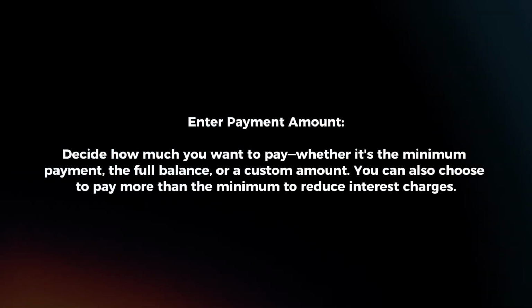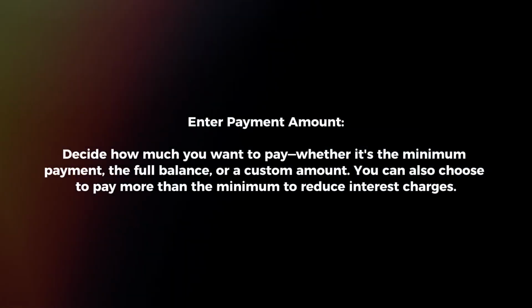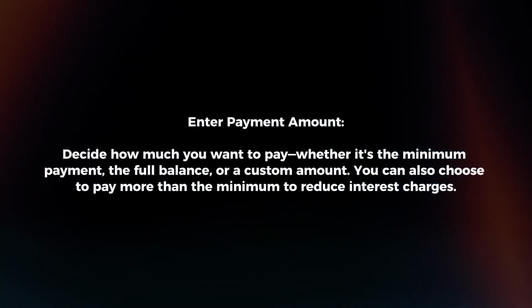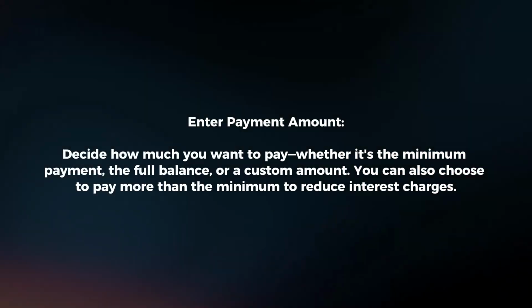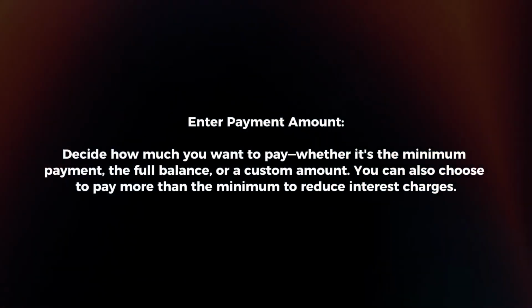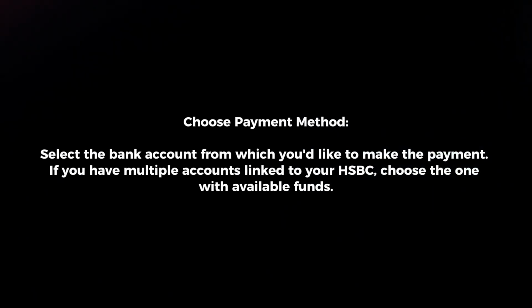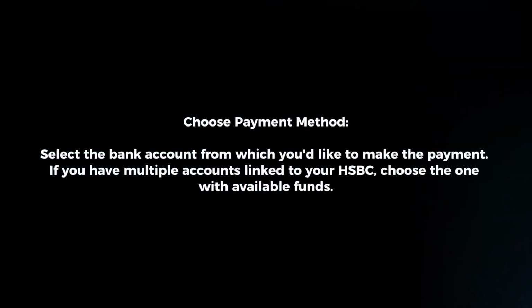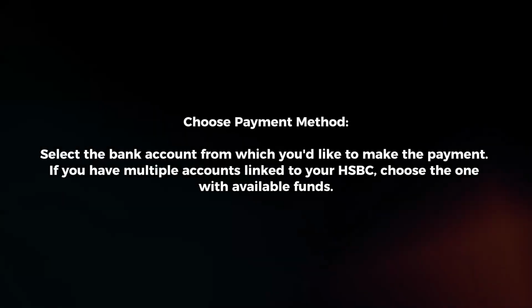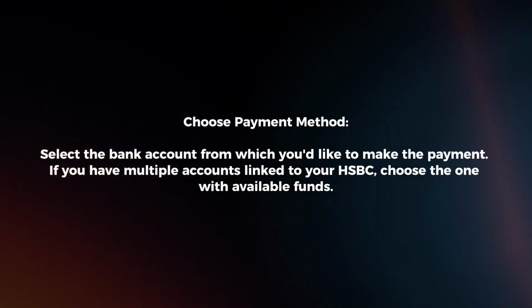Enter payment amount. Decide how much you want to pay, whether it's the minimum payment, the full balance, or a custom amount. You can also choose to pay more than the minimum to reduce interest charges. Choose payment method. Select the bank account from which you would like to make the payment. If you have multiple accounts linked to your HSBC, choose the one with available funds.